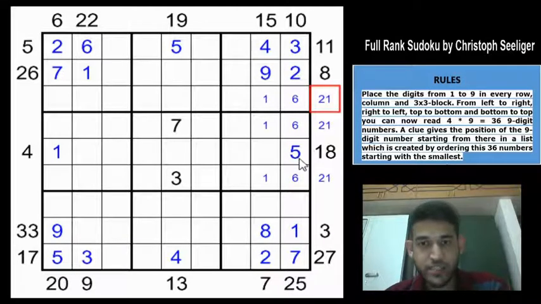So now let us make some more pencil marks. 2, 3, 5, 1 and 7. So this is 4, 6, 8 or 9, but 6 and 8 are not possible. So this is a 4 or a 9.